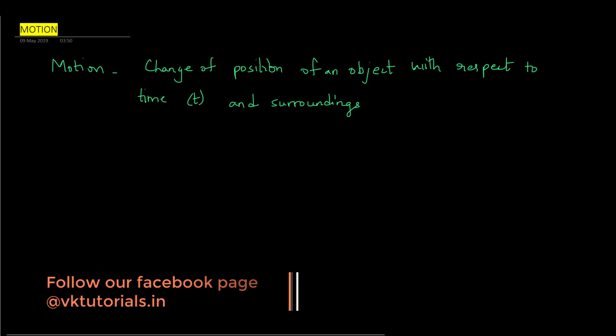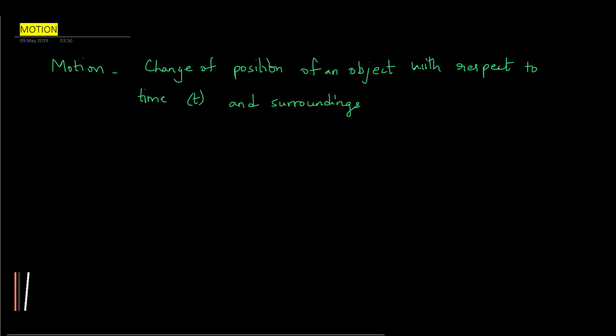For better understanding, let's consider a person who is standing at position A and has to move from position A to position B. It will take some time for him to move from position A to position B. And in this due course, after some time, he will move from position A to position B. Then I'll say that the person was in motion.